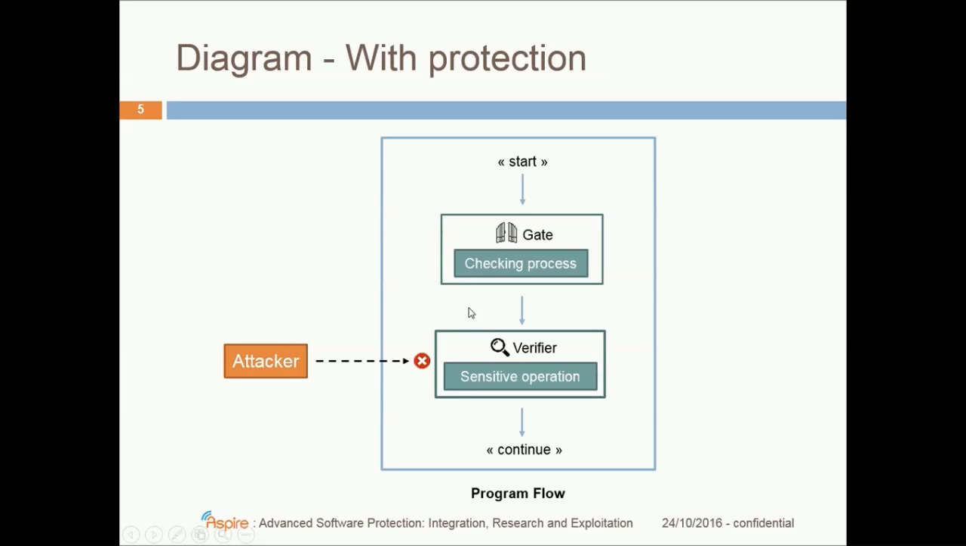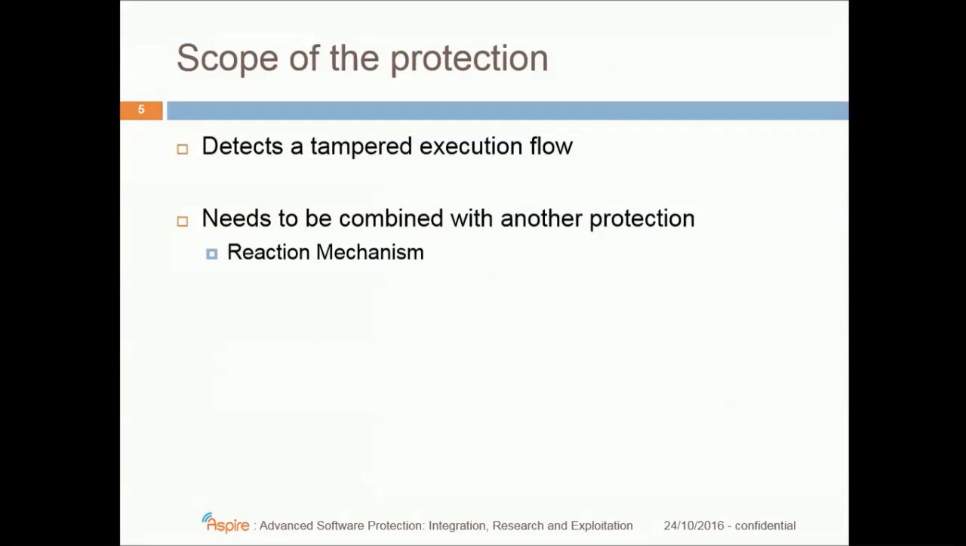With the control flow tagging protection, a gate is set in the checking process and verifier code is inserted before the sensitive operation, the sensitive code. And the verifier can adjust the reaction according to the strategy. About the scope of the protection, control flow tagging detects a tampered execution flow, but it does not react. It needs to be combined with another protection called reaction mechanism, and there is a video that describes this other protection.